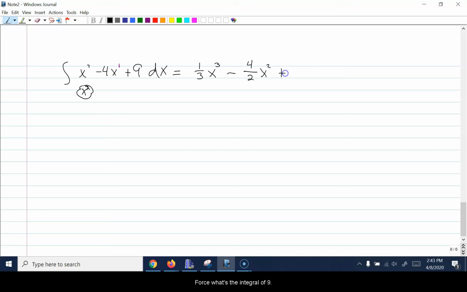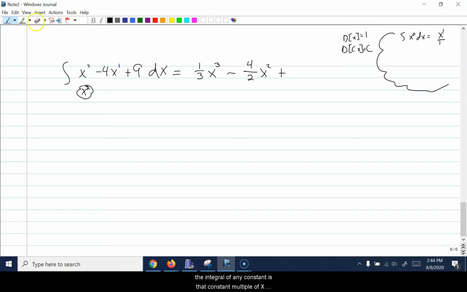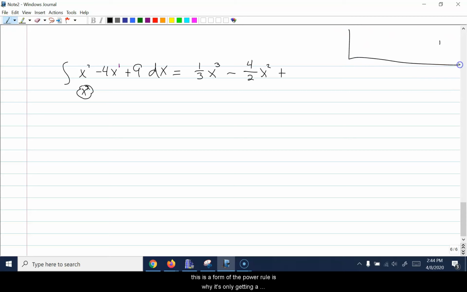Plus, what's the integral of 9? This looks the least like the power rule. I can make it like the power rule by writing integral of x to the 0. Remember, x to the 0 is 1. Power rule says add 1, get x to the 1 over 1. But that's sort of overkill. I know the derivative of x is 1. The derivative of a constant multiple of x is that constant. So the integral of any constant is that constant multiple of x. This is a form of the power rule, which is why it's only getting a little side box over here.